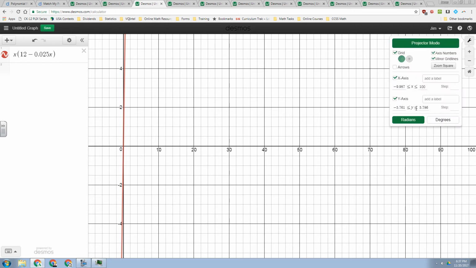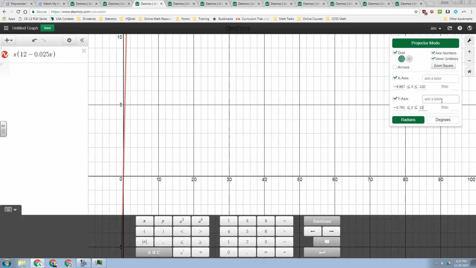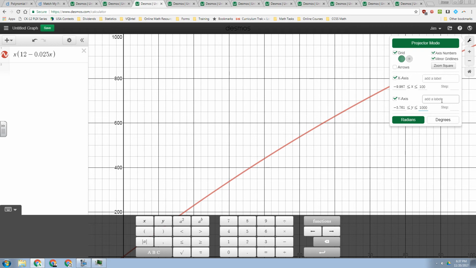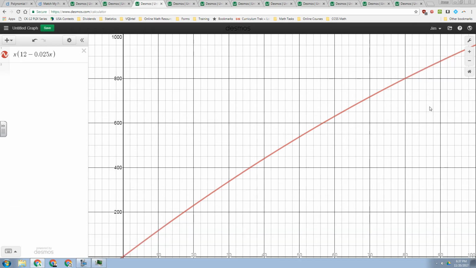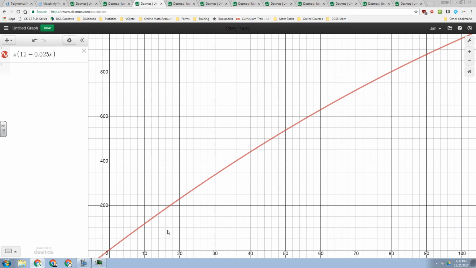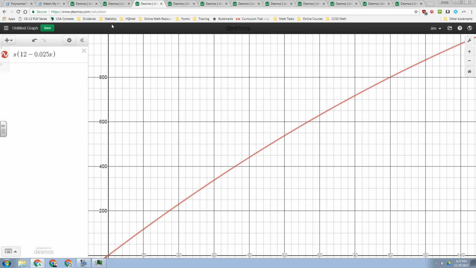And let's fit that. So let's see, let's try 100,000. No, that's about right. So I go from 0 to 100 for x, and about a 0 to 1,000 on y. And that allows me to see this part of my graph. And this is all we have to do, is just state the viewing window.